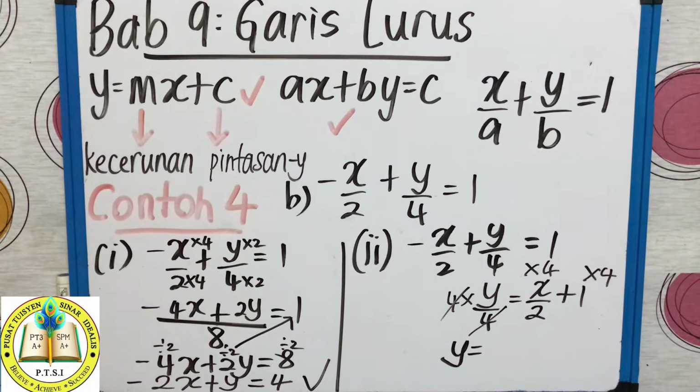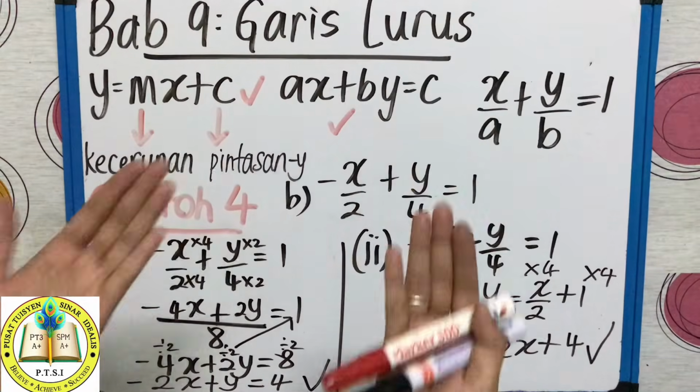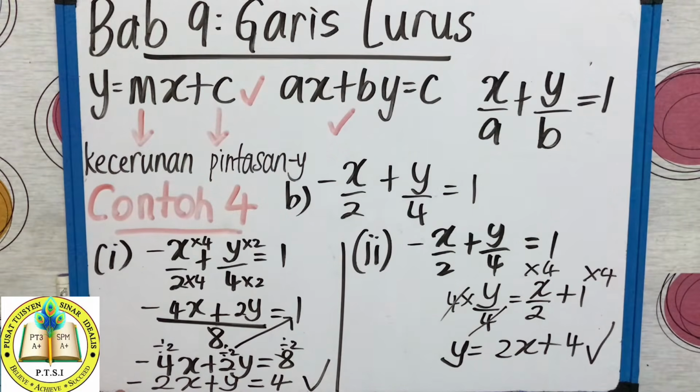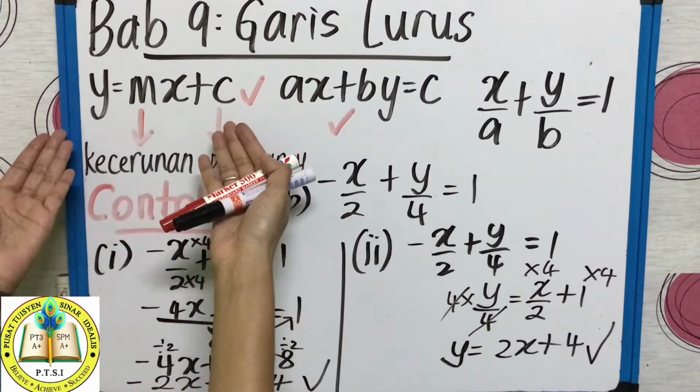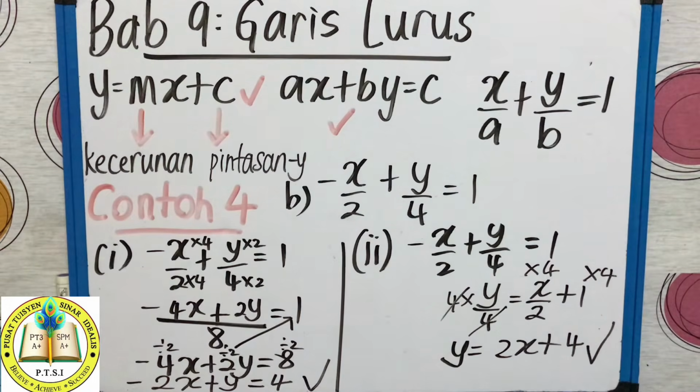You can cut it off. You will get 2x plus 1 times 4 is 4. Finish. So, your equation is y equal 2x plus 4. The B question, they ask for 2 equations, right? One, they ask ax plus by equal c. Kita sudah buat. Lagi satu, minta y equal mx plus c pun sudah.